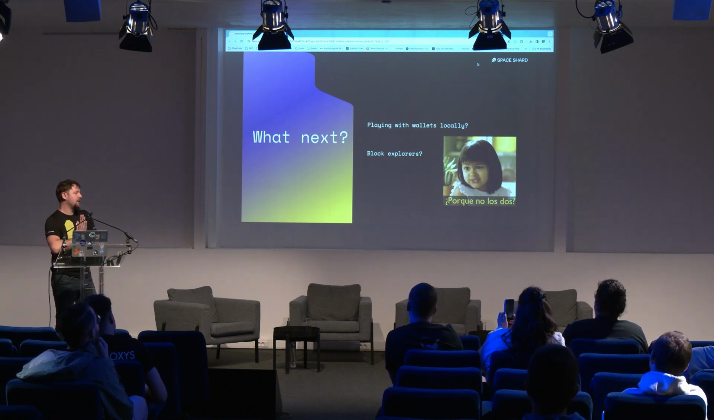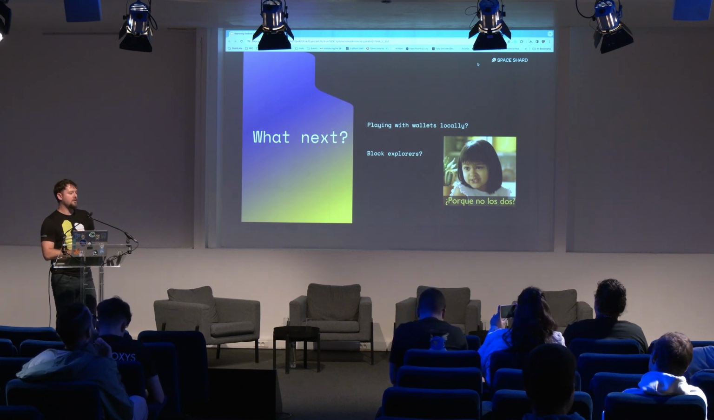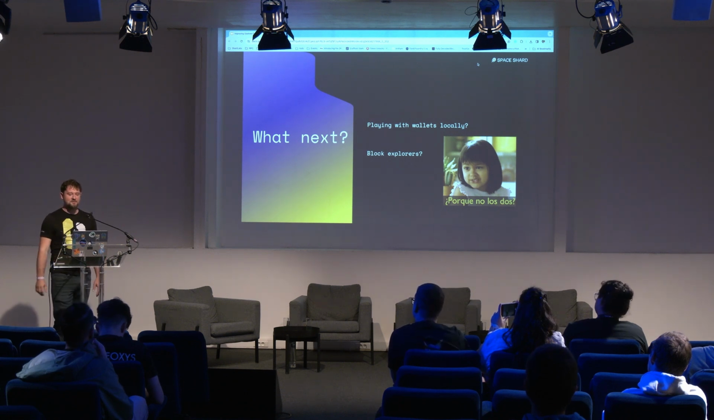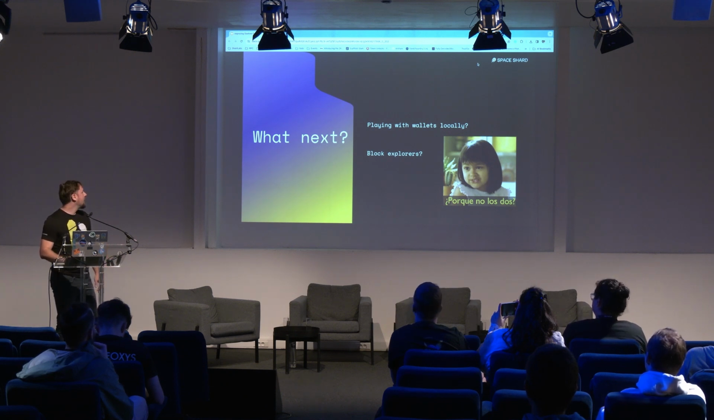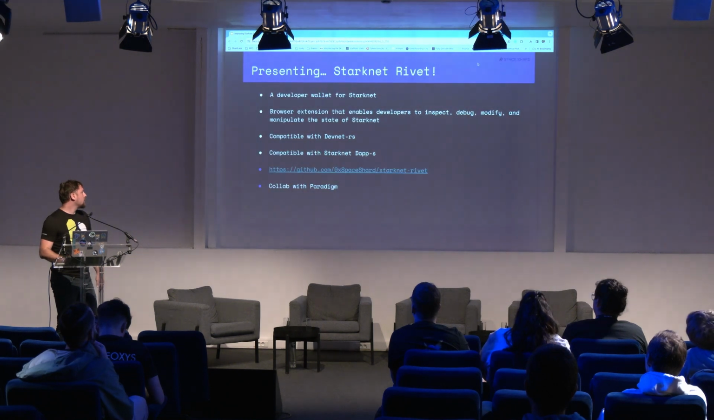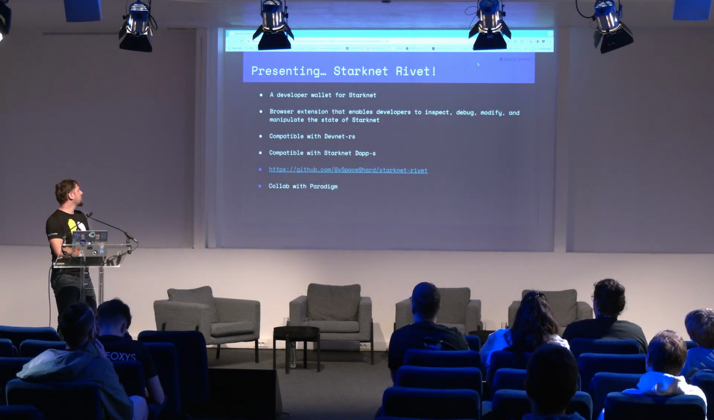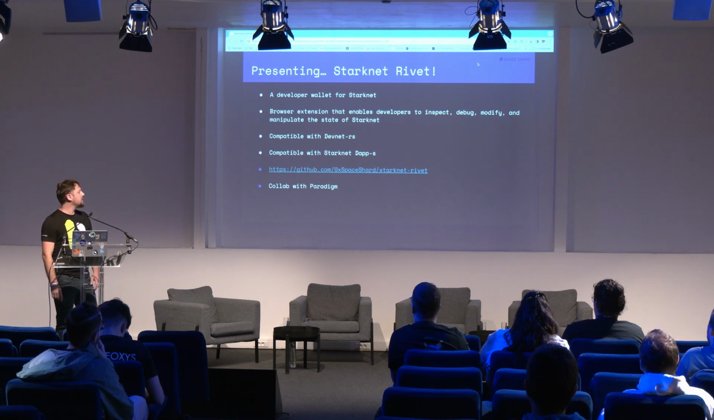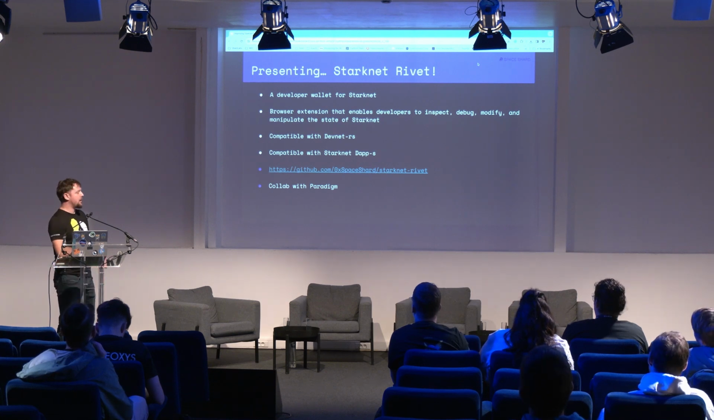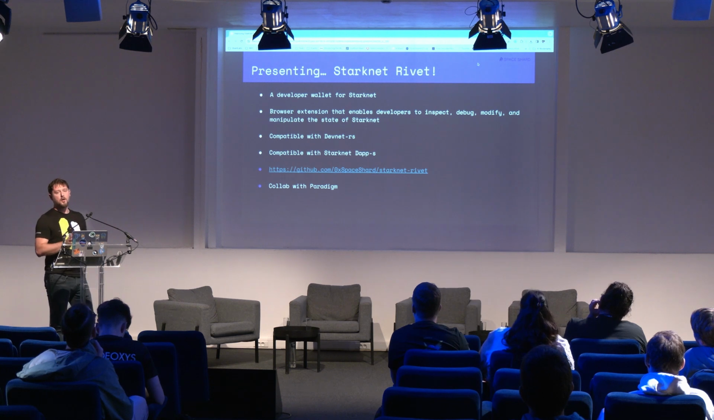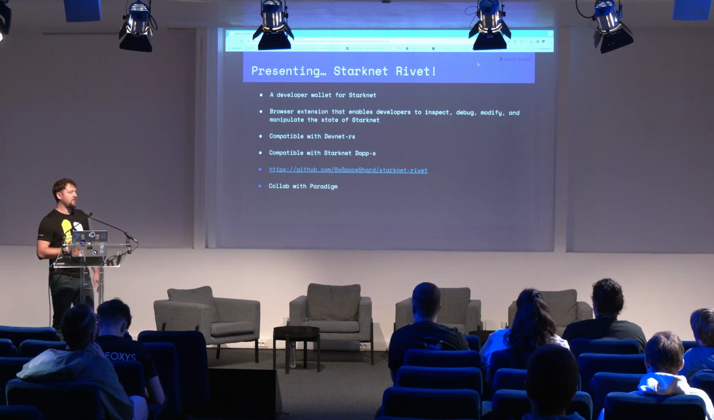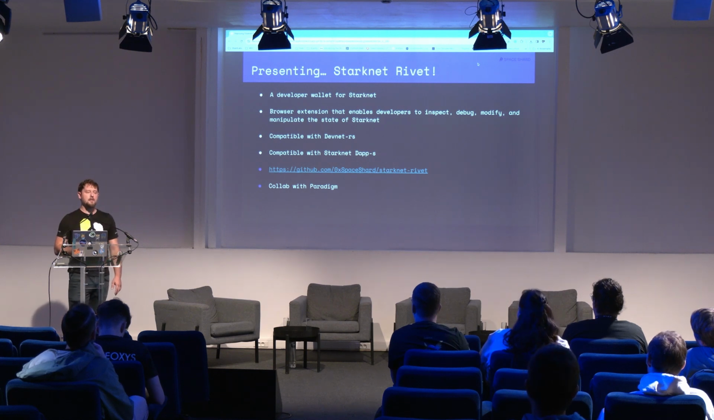We have DevNet, we have mainnet forking, we have some testing tools. How can we combine everything together and make it easy and happy for developers to create new products? And why don't we combine them all together in one project, and we call it Starknet Rivet. It is in collaboration with Paradigm. It's a local development wallet, but it's not just a wallet, it's also a user interface for DevNet and a testing tool.